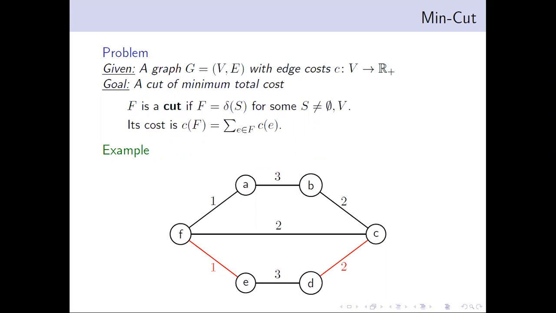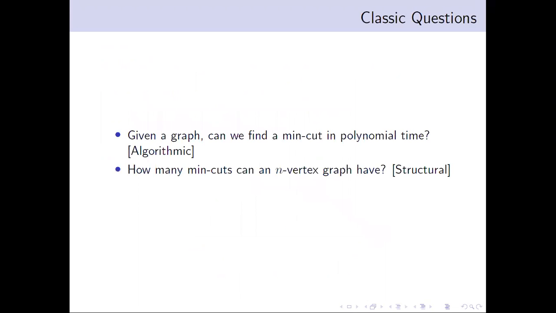For instance, in the given graph, the red edges form a min cut. Note that the min cut need not be unique. Two classic questions about the min cut problem are, given a graph, can we efficiently find the min cut? And how many min cuts can an n-vertex graph have?